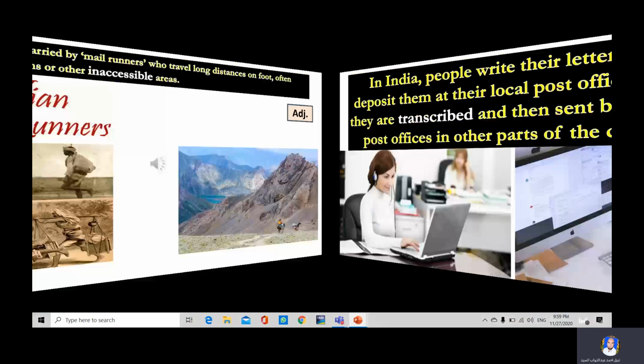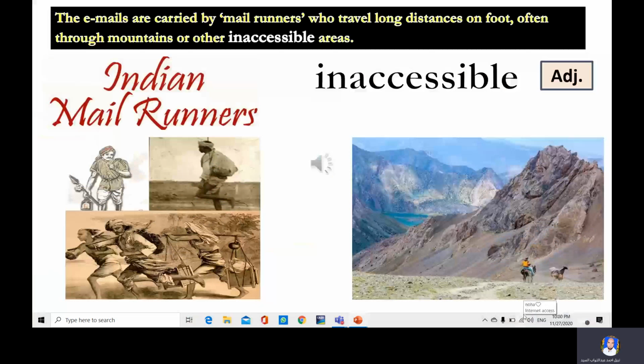The emails are carried by mail runners. Look at the picture on the left. These are Indian mail runners. The Indian mail runners are people who carry the mails or the emails. The emails are carried by mail runners who travel long distances on foot, so they must be fit and healthy. They often go through mountains or other inaccessible areas.